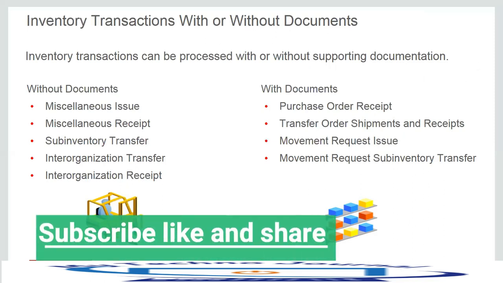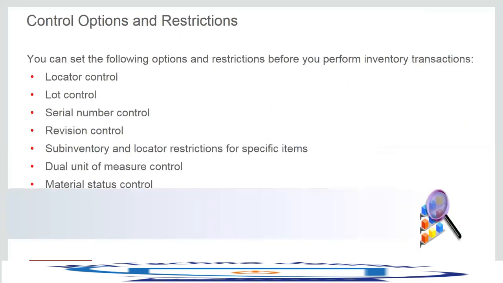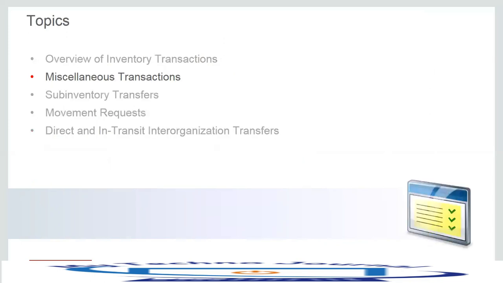But in case you need any documentation, then you need to use these inventory transaction types which support documentation, that is the purchase order receipt, the transfer order shipments and receipts, movement request issue, and movement request sub-inventory transfer. We will go through each one of them in the next couple of slides. We will be discussing them in detail. We can also set the options and restrictions before we perform any inventory transactions, like locator control, lot control, serial number control, which we already have discussed in one of the previous lessons.